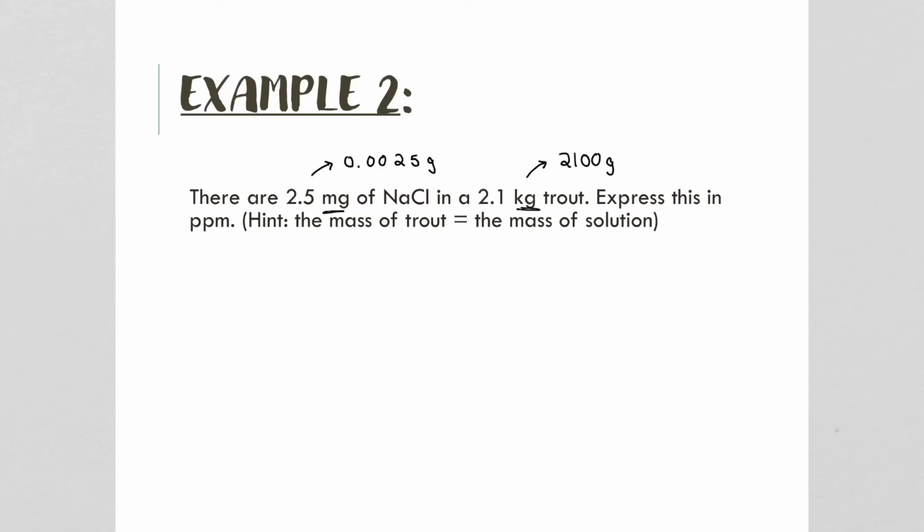Now we can perform our calculation. So parts per million is equal to the mass of the solute, so 0.0025 grams in 2,100 grams, times a million. And that is equal to 1.19. We have to round off to two significant figures, so that would be 1.2 parts per million.